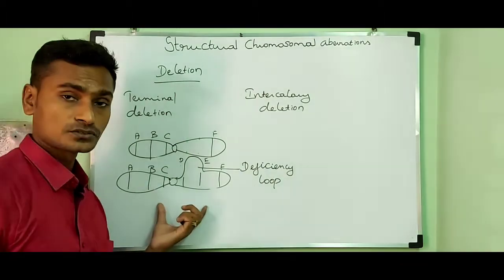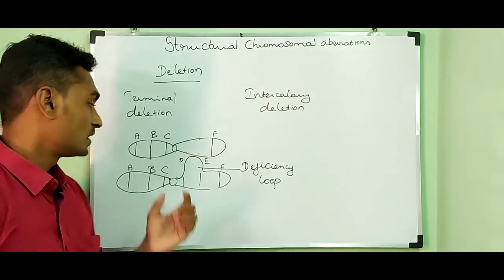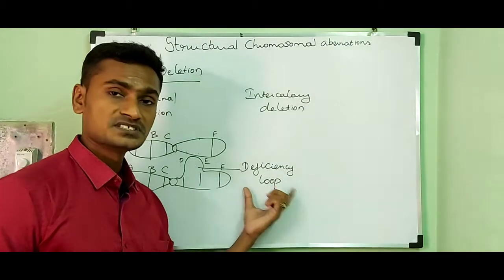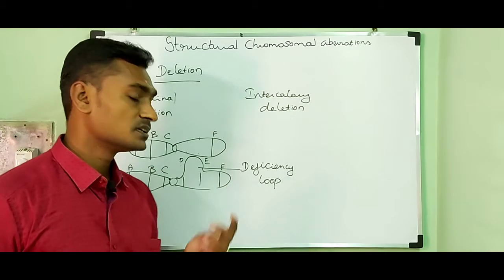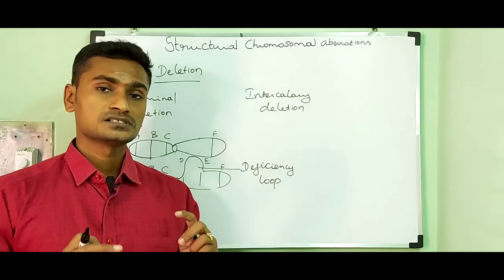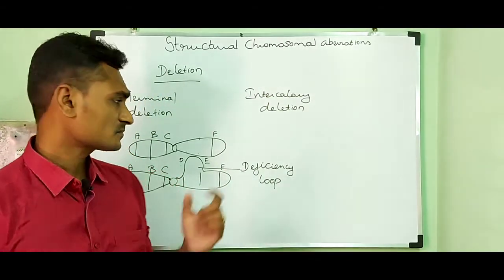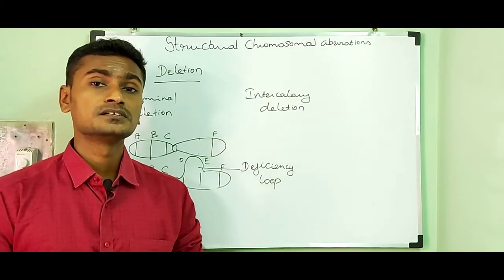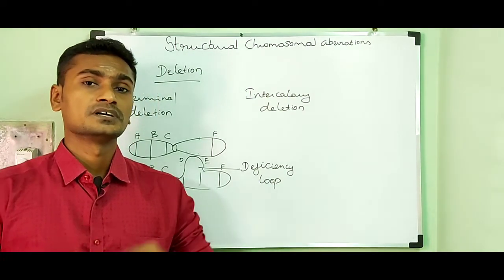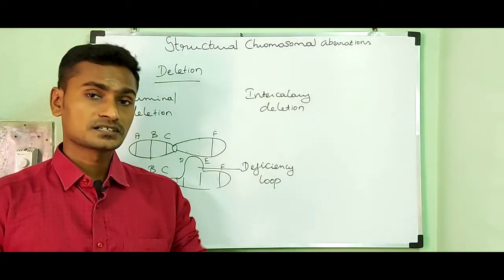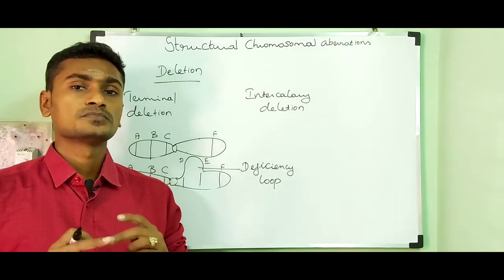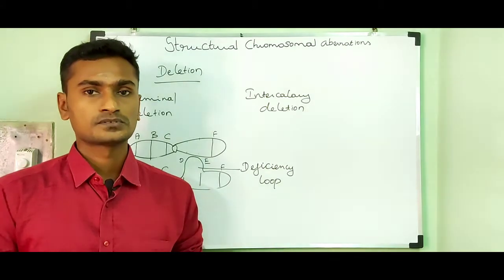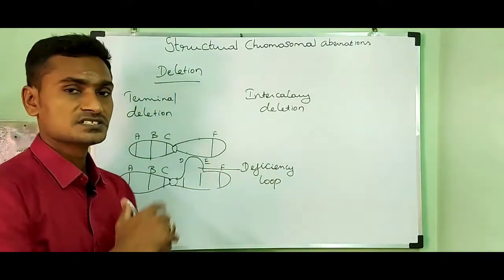So the normal chromosome forms a loop at the time of chromosomal pairing, and that loop is called a deficiency loop. So you can see the deficiency loop at meiosis prophase. Then a higher level of deletion mutation can be lethal to the organism. When a higher level of deletion occurs in the chromosome, it leads to the lethal effect. So that's all about the deletion mutation.